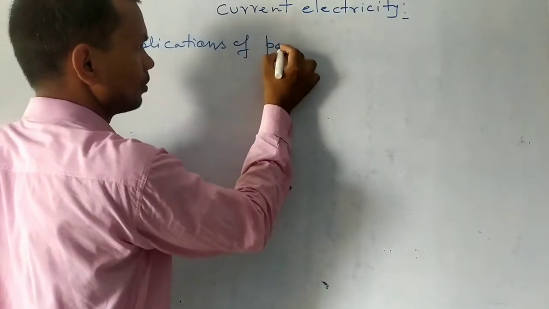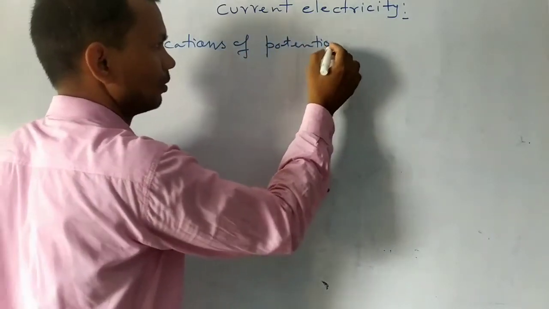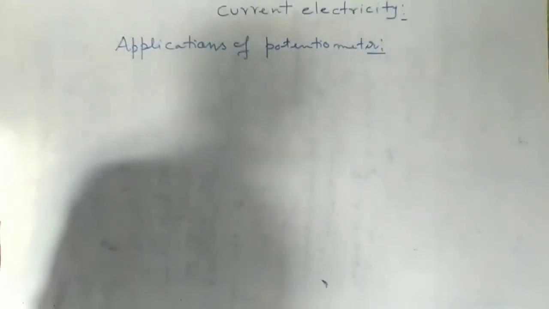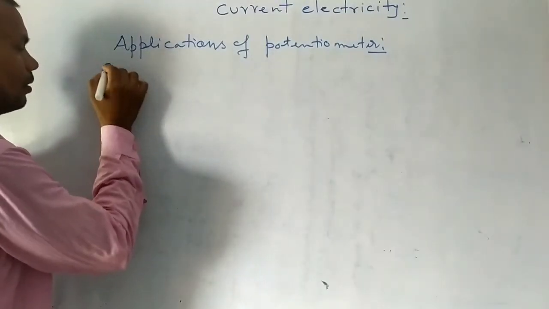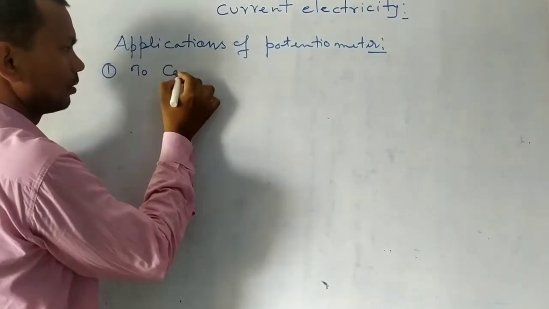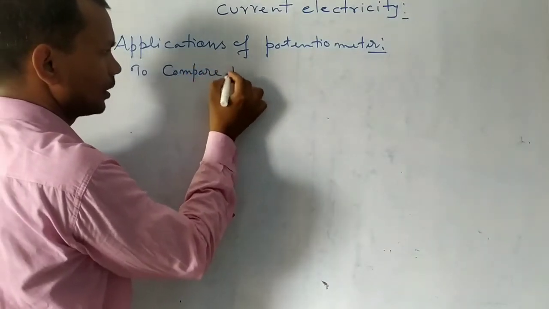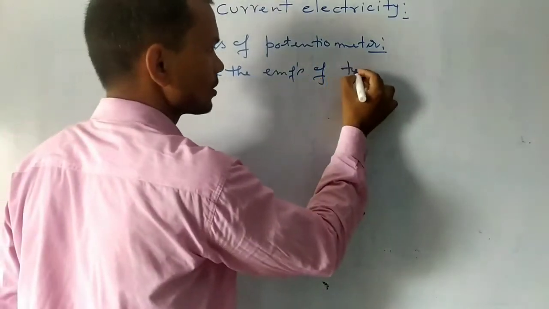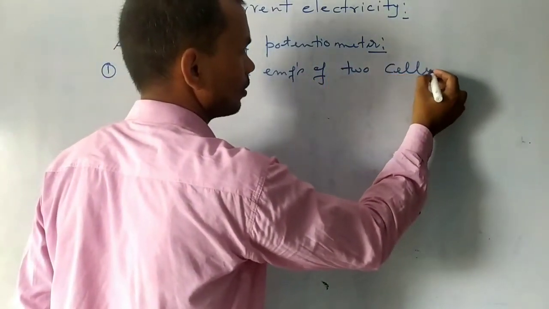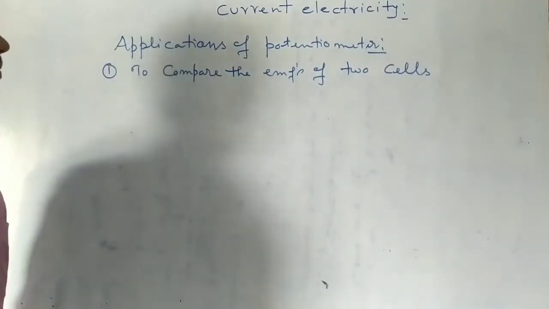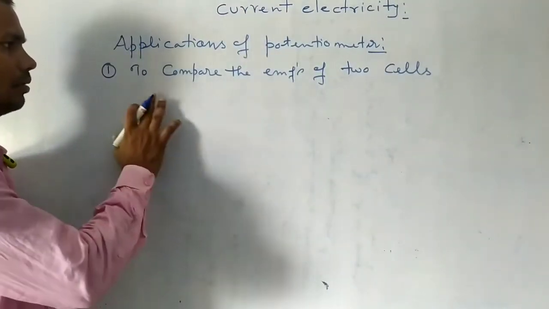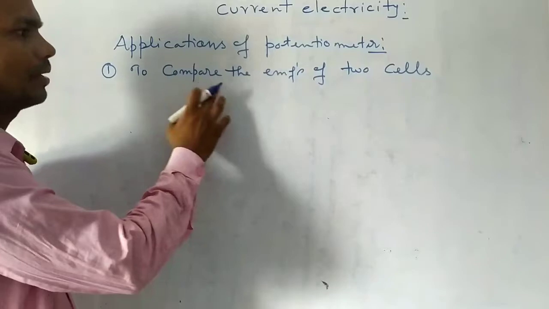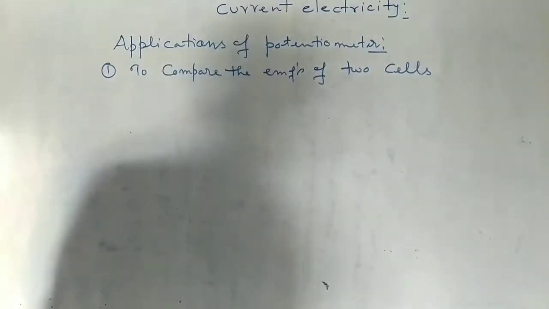Applications of the potentiometer, right? What are the applications of the potentiometer? First one, to compare the EMFs of two cells having different EMFs, right? So this is our topic. This is the first application of the potentiometer: to compare the EMFs of the two cells.